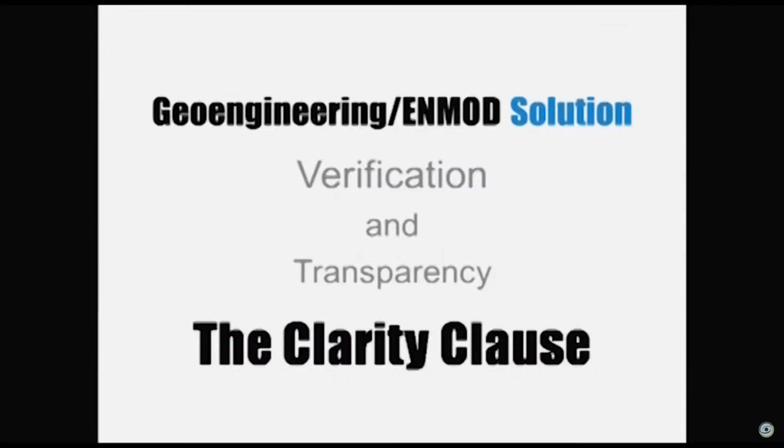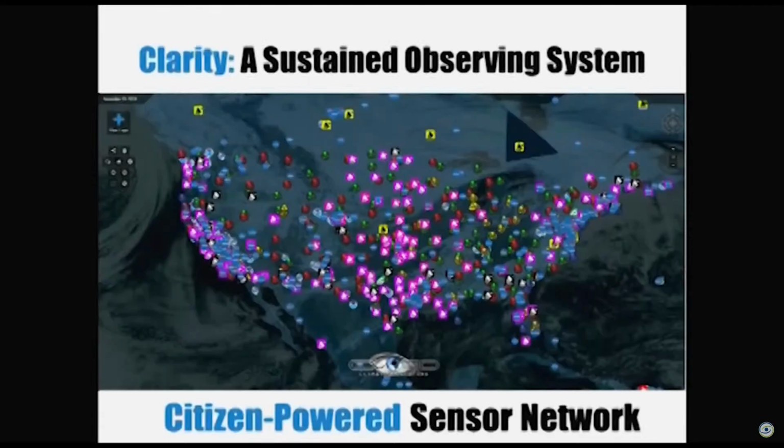So I'm demanding verification and transparency. This is why I do what I do. I call it the clarity clause. And it's an addendum to NMOD, because NMOD has no teeth, it's useless. We need a sustained observing system, a citizen-powered sensor network. I created ClimateViewer 3D for that purpose. I have gathered every single instrument that NASA, NOAA, and all of them have and put that live on my open source map. You can see all of this stuff in real time, so you can monitor the atmosphere and hopefully catch somebody modifying the weather, because currently there is no way to do it.